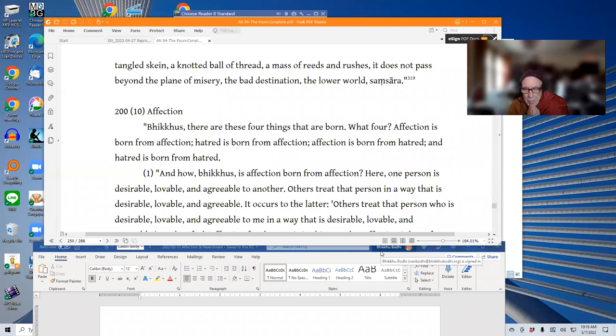Namo tassa bhagavato arahato samma sambuddhassa.